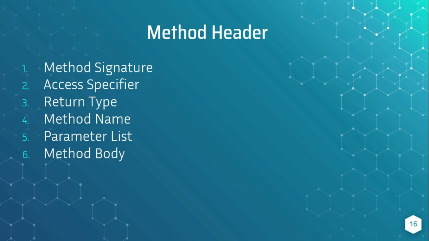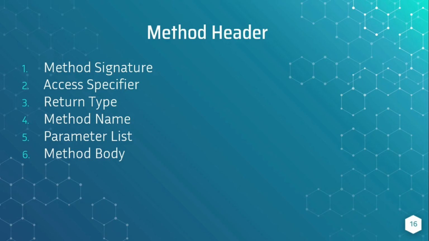Third, we have the return type. Return type is the data type that the method returns. It may be a primitive data type, object, collection, void, etc. If the method does not return anything, we use the void keyword.